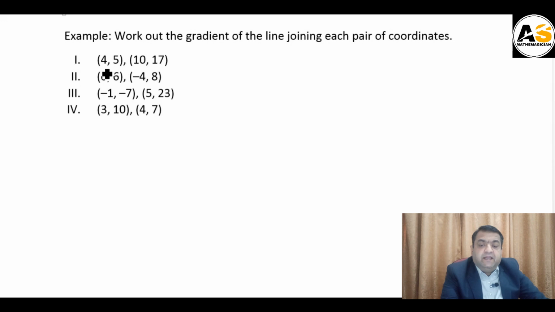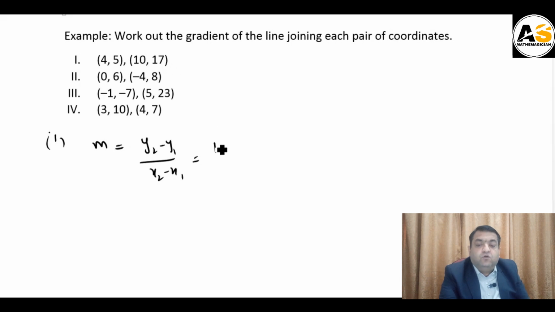There are 4 parts. In each part we are given 2 points, x1, y1 and x2, y2, and we have to work out the gradient of the line joining these 2 points. Solution to part 1. What will be the gradient? Gradient is y2 minus y1 over x2 minus x1. y2 is 17 minus y1 which is 5, over x2 which is 10 minus x1 which is 4. Upon simplification we get 12 over 6, which is equal to 2.